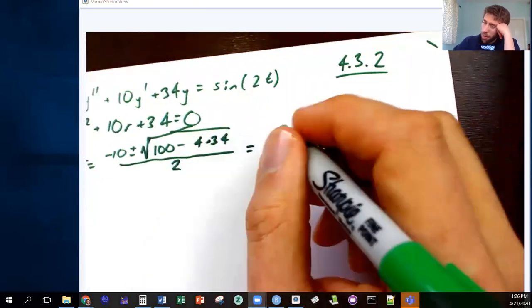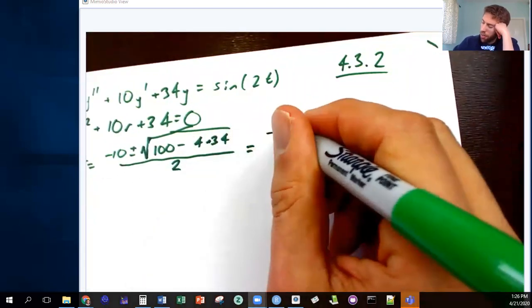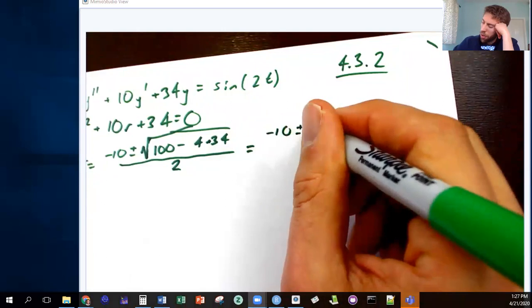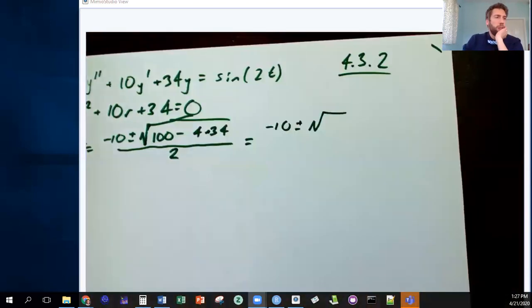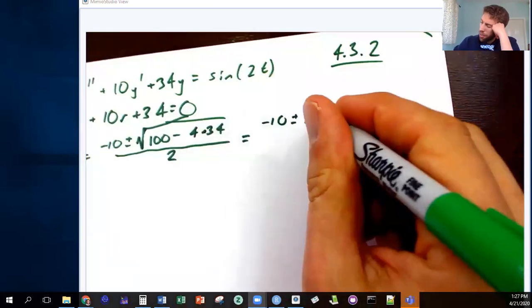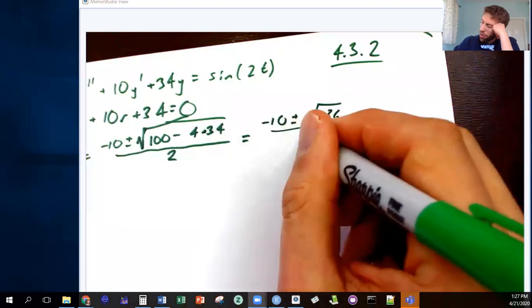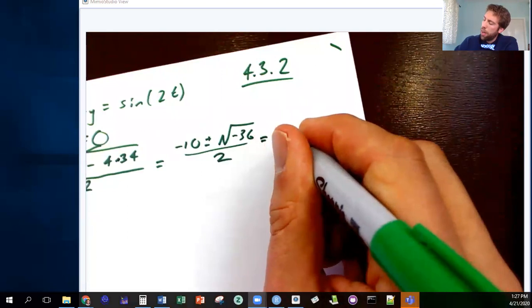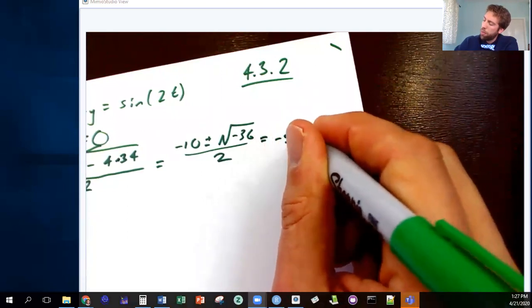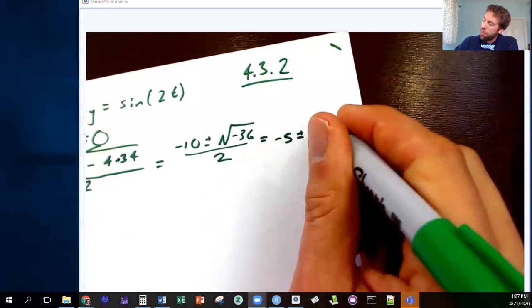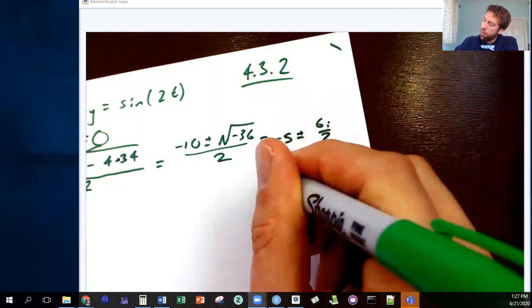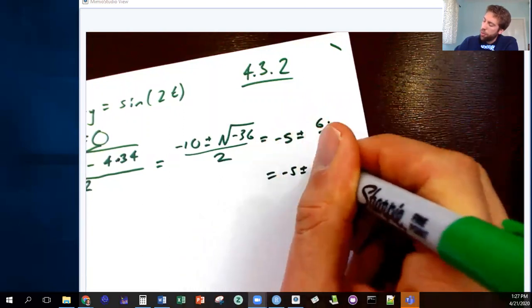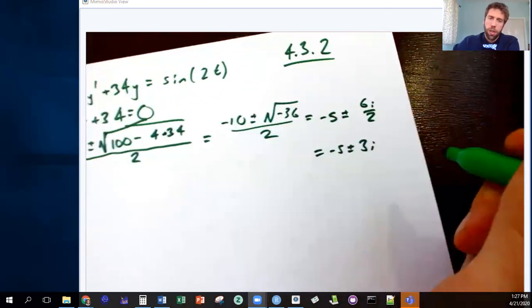And then in my calculator, I saw that that's negative 10 plus or minus the square root of negative 36 over 2. So that's negative 5 plus or minus 6i over 2. So it's negative 5 plus or minus 3i.